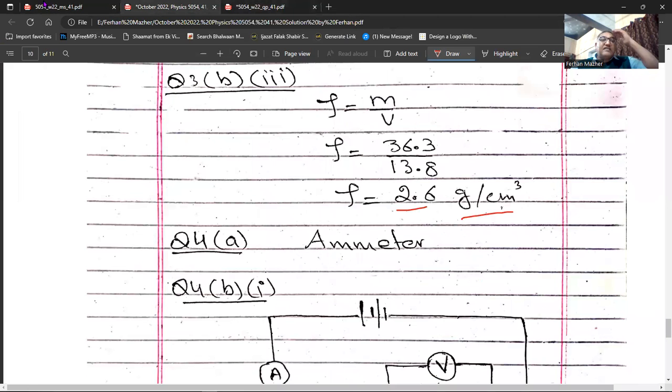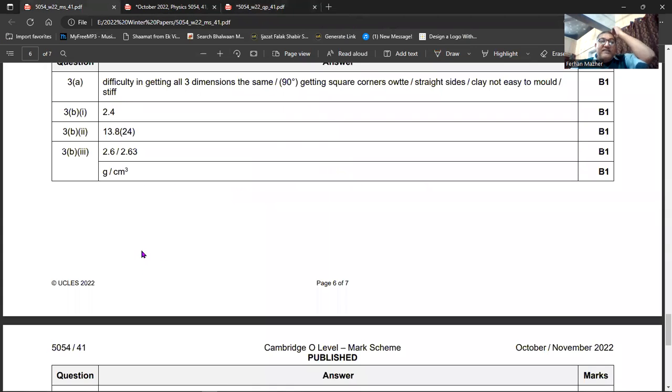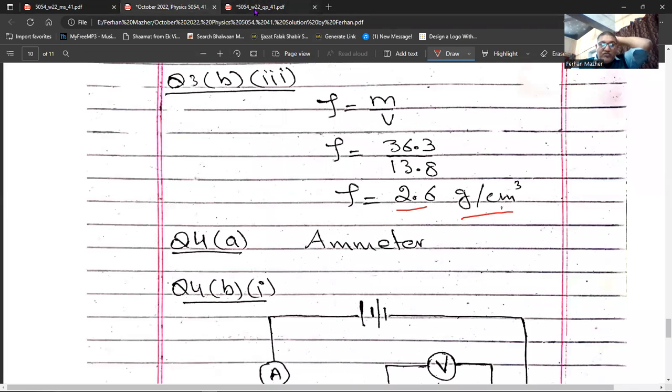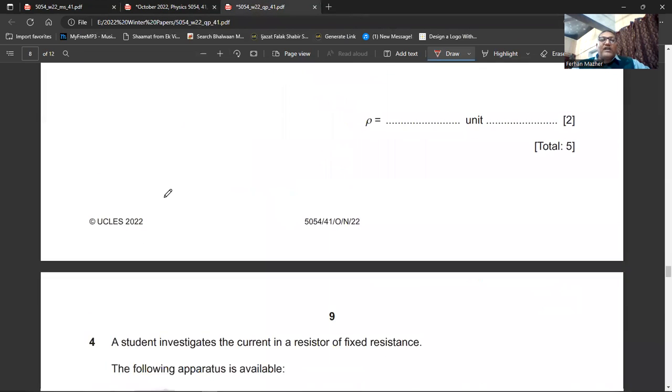This is the answer, sir. And if you look at it, 2.6 grams per centimeter cube is the right answer. Okay, so we are going to the next question.